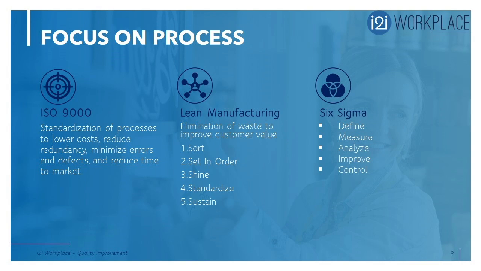More recent quality management programs focus on process, ISO 9000, and other standards, and tend to lower costs, reduce redundancy, minimize errors and defects, and reduce time to market. Lean manufacturing focuses on the elimination of waste to improve customer value. There's 5 steps: sort, set in order, shine, standardize, and sustain. Six Sigma has a 5-step process focusing on define, measure, analyze, improve, and control. There's also the process of define, measure, analyze, design, and verify.